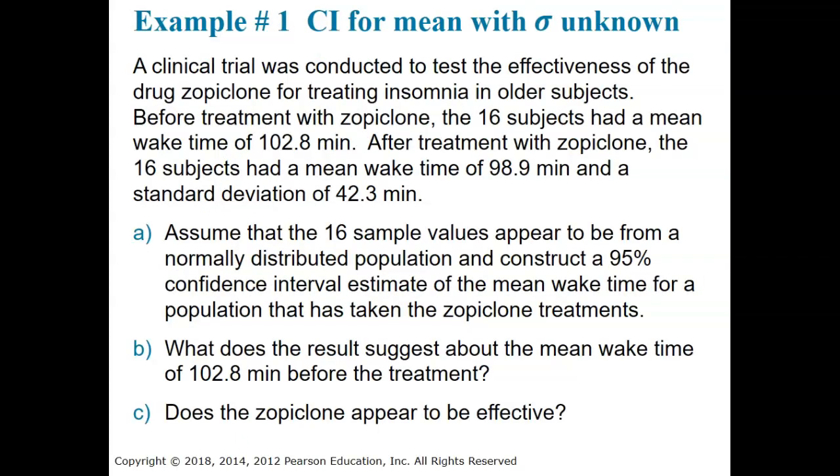Okay, so here's an example that I want us to go through. A clinical trial was conducted to test the effectiveness of the drug Zopiclone for treating insomnia in older subjects. Before treatment with Zopiclone, the 16 subjects had a mean wake time of 102.8 minutes. After treatment with Zopiclone, the 16 subjects had a mean wake time of 98.9 minutes and a standard deviation of 42.3 minutes. Assume that the 16 sample values appear to be from a normally distributed population and construct a 95% confidence interval estimate of the mean wake time for a population that has taken the Zopiclone treatments.